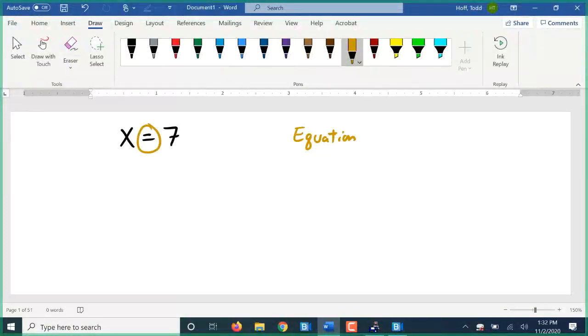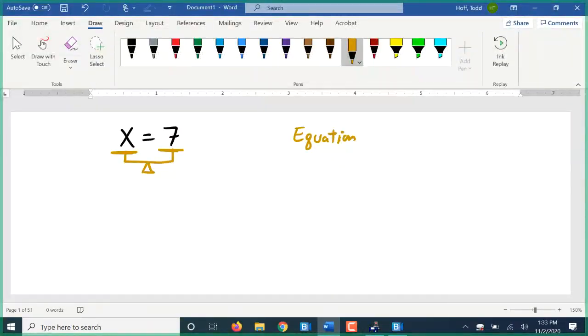And I ask people to define what that equal sign means, and a lot of people have a hard time defining it without actually using the word equals. Well, what it really means is what's on one side of it has exactly the same value as what's on the other side. In fact, we can think of it as being a scale that balances around that equal sign.